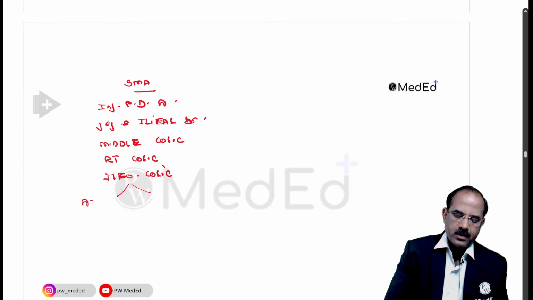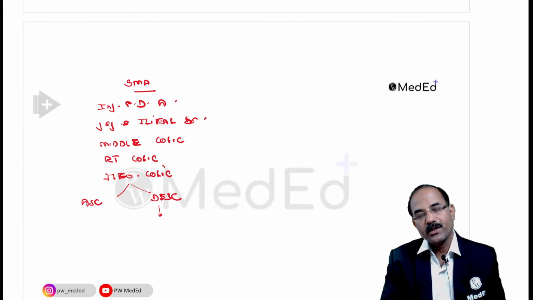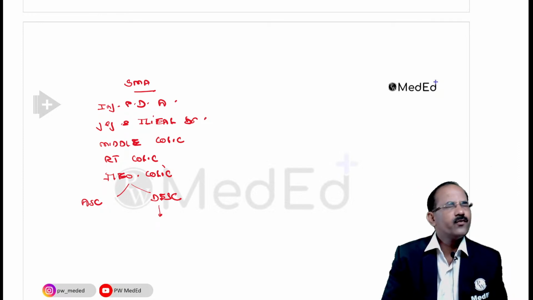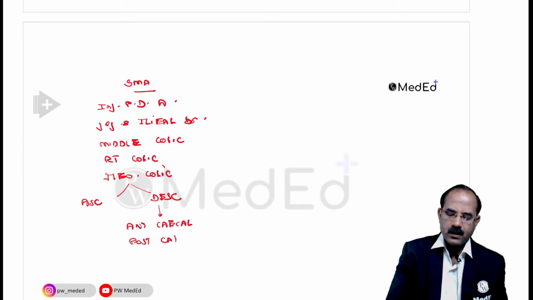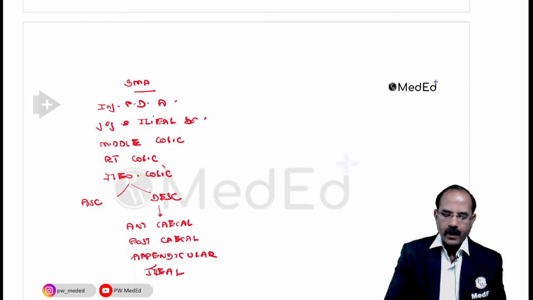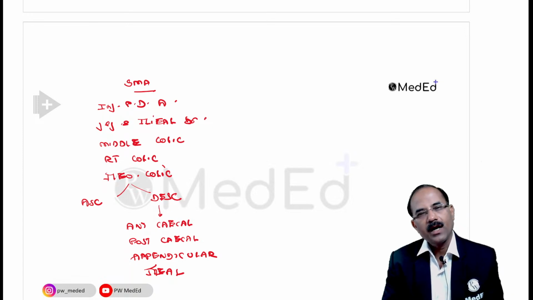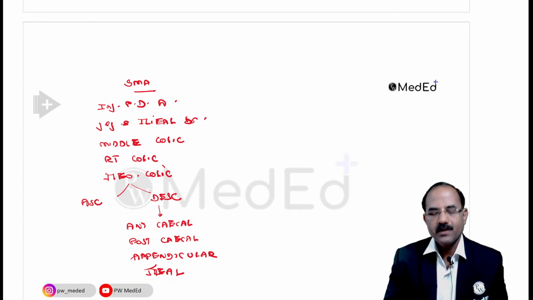Ileocolic gives two branches, one is ascending and the other is descending branch. The descending branch of ileocolic gives four branches. A very important MCQ, very important. One is anterior cecal, posterior cecal, appendicular, and the last one is iliac. Anterior cecal, posterior cecal, appendicular artery and the iliac artery.